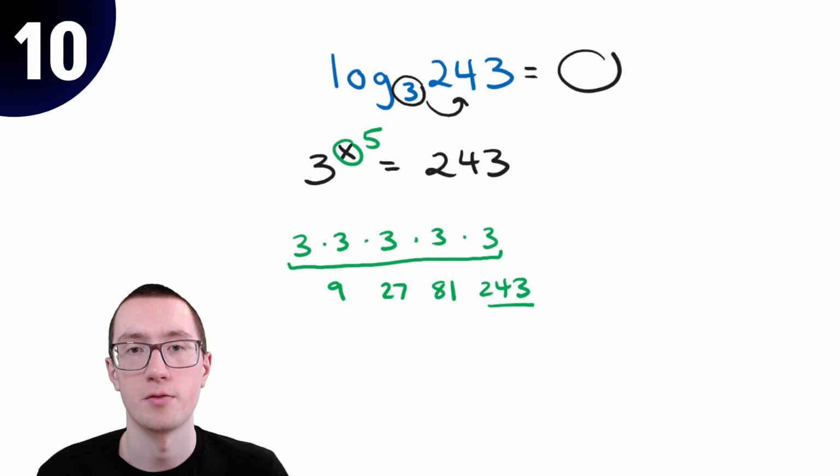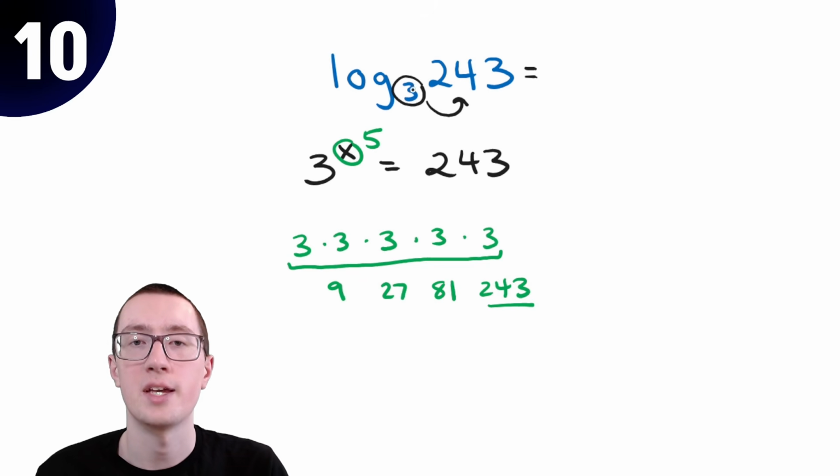So our final answer is that the log base 3, that's how you say it, the base, the log base 3 of 243 is 5. And that's our final answer.